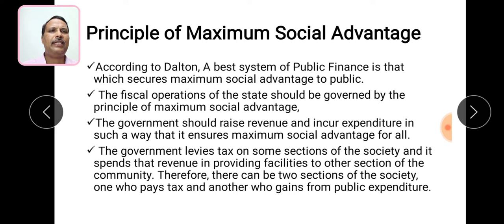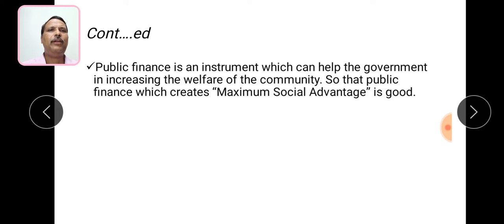The government levies tax on some sections of society and it spends that revenue in providing facilities to other sections of the community. Therefore, there can be two sections of the society, one who pays tax and the other who gains from public expenditure. Public finance is an instrument which can help the government in increasing the welfare of the community, so public finance which creates maximum social advantage is good.